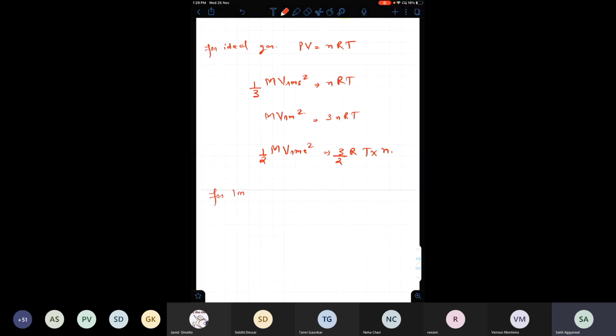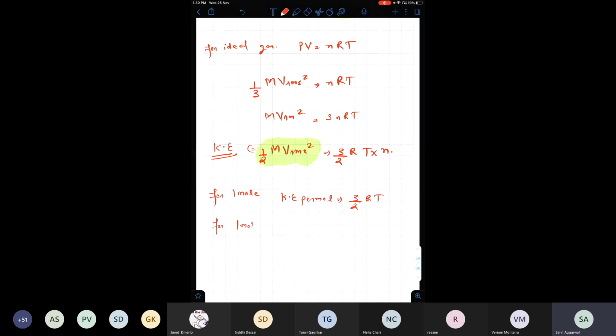For 1 mole, kinetic energy per mole will be equal to 3 by 2 RT. Any doubt to anyone in this? ठीक है, ये 1 by 2 mv square क्या बन जाएगा? Kinetic energy. Understood?